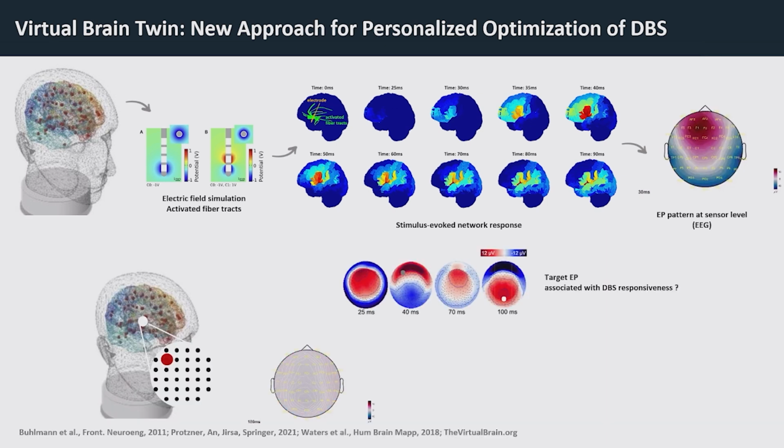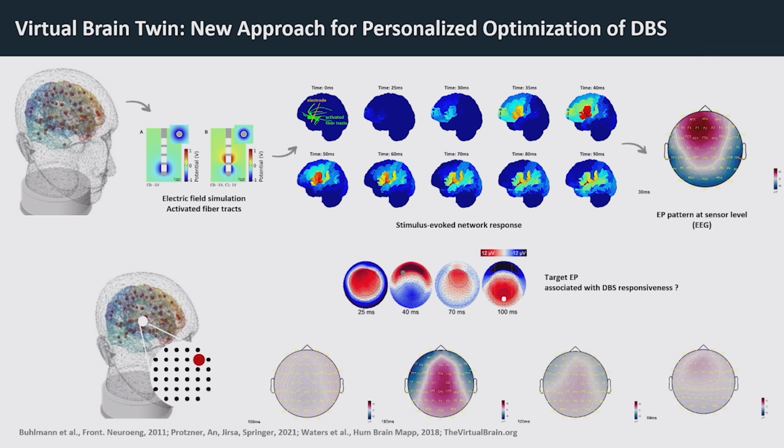if the target EP associated with the DBS responsiveness is well established, then we can systematically change the stimulation site and observe the resulting EP patterns and suggest the optimal stimulation condition that reproduces the EP patterns most similar to the target EP. So this was the concept of our study.